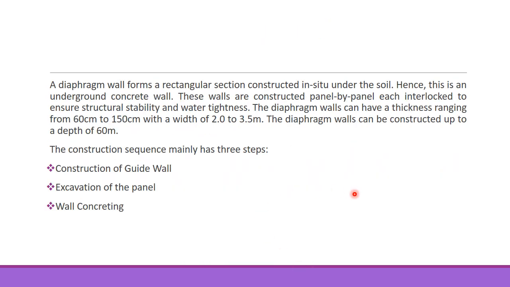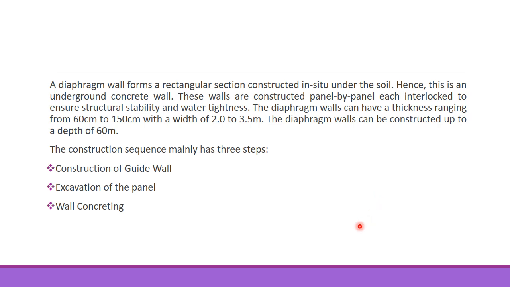So, how can we construct the diaphragm wall? Actually, a diaphragm wall forms a rectangular section constructed in situ under the soil. Hence, this is an underground concrete wall. These walls are constructed panel by panel, each interlocked to ensure structural stability and water tightness. The diaphragm wall can have a thickness ranging from 60 centimeters to 150 centimeters with a width of 2 to 3.5 meters. The diaphragm walls can be constructed up to a depth of 60 meters.